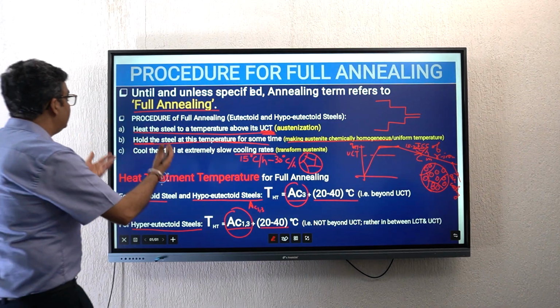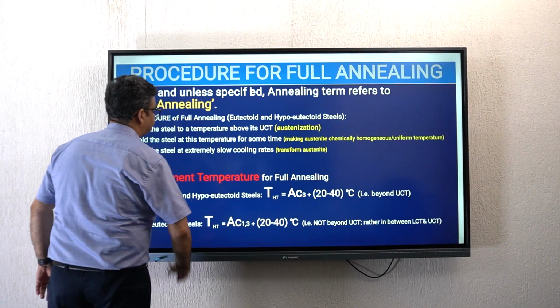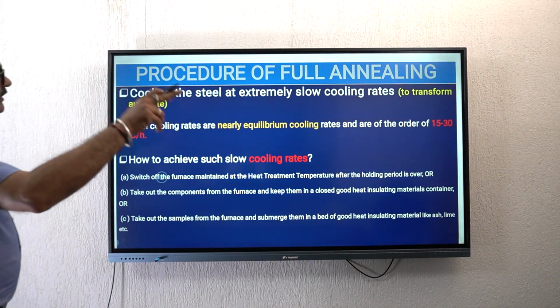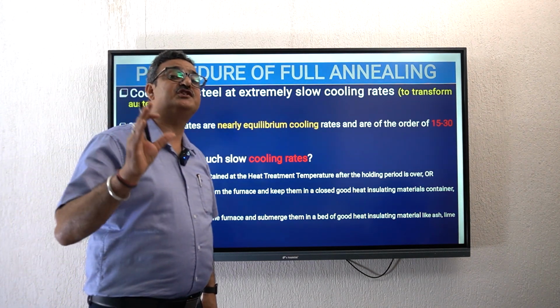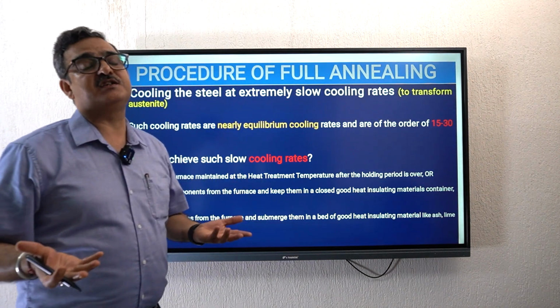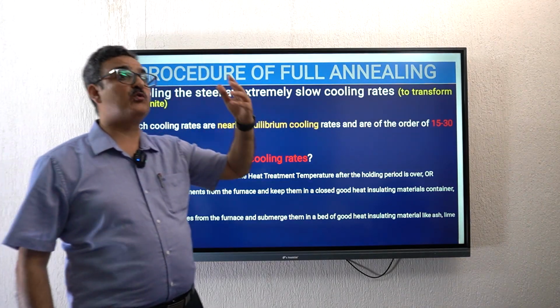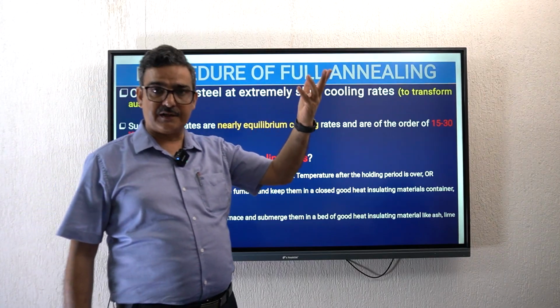Okay, let's see then what resulting microstructures would come. So students, okay, the third step in full annealing is again cooling, but cooling has to be very slow. How do we achieve such a slow cooling? See, your specimen is already during the first step, it is at about 800 plus, 900 plus, 950 depending upon what its upper critical temperature is.